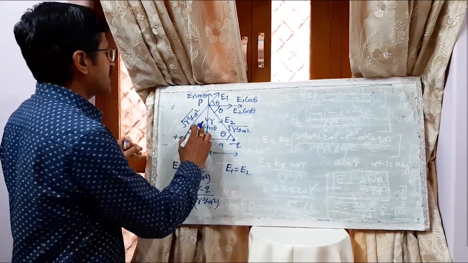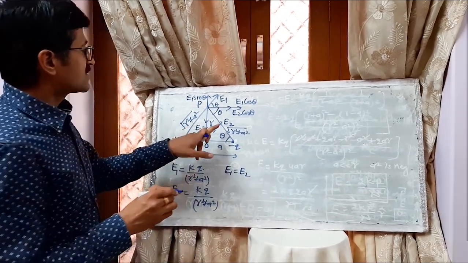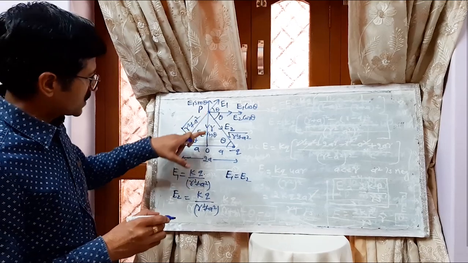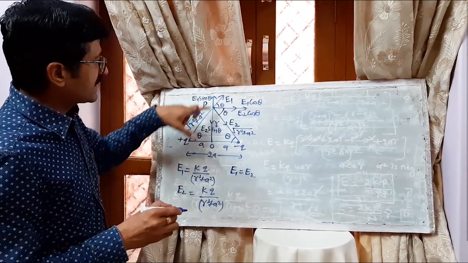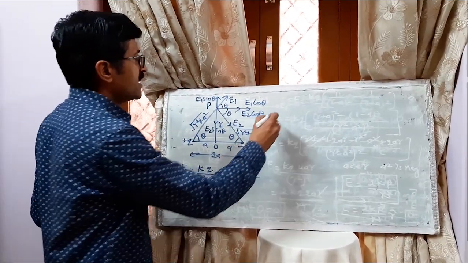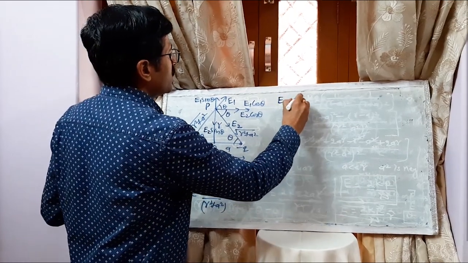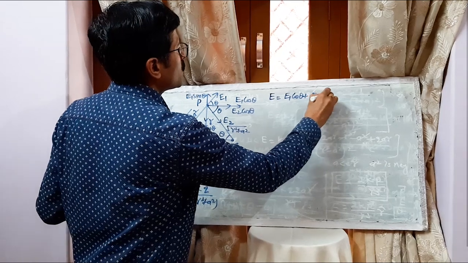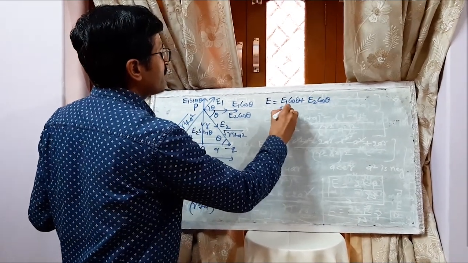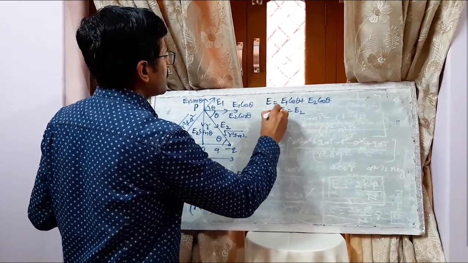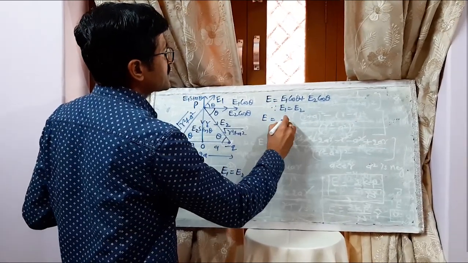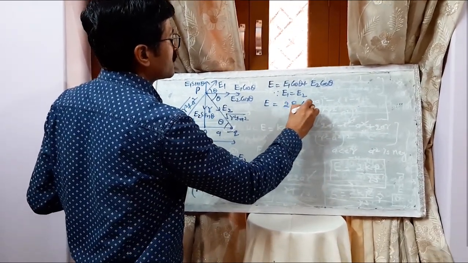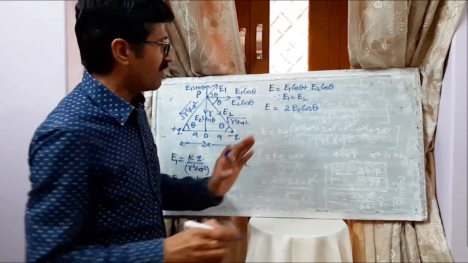That is E1 sin theta and E2 sin theta, both will get cancelled. This was E2 sin theta. These two will get cancelled. The resultant E will be equal to E1 cos theta plus E2 cos theta. Since E1 is equal to E2, that's why E is equal to 2E1 cos theta.